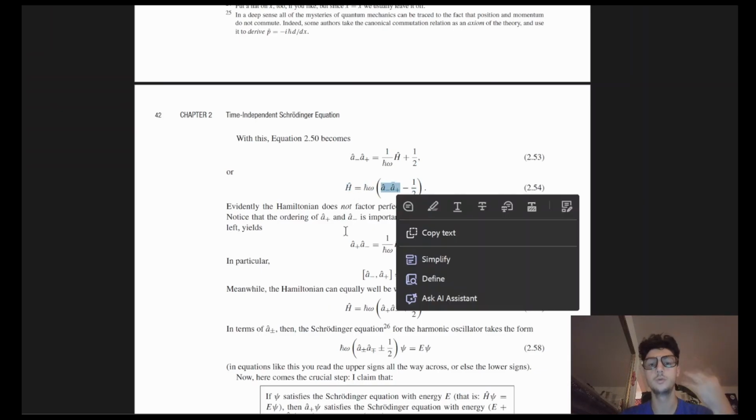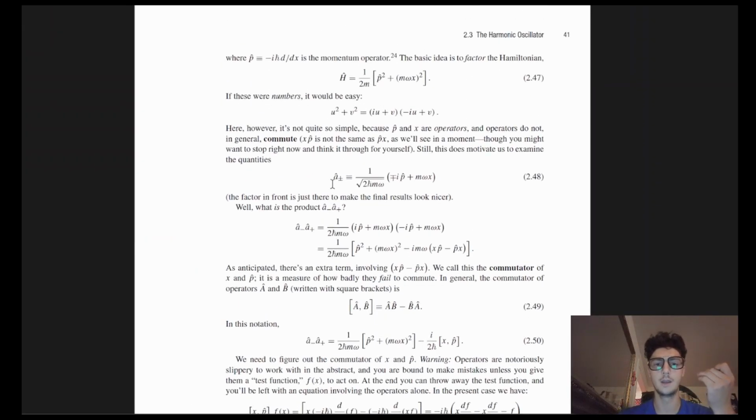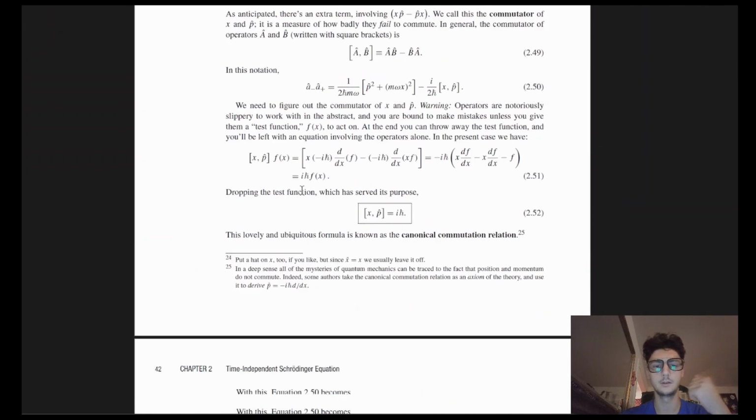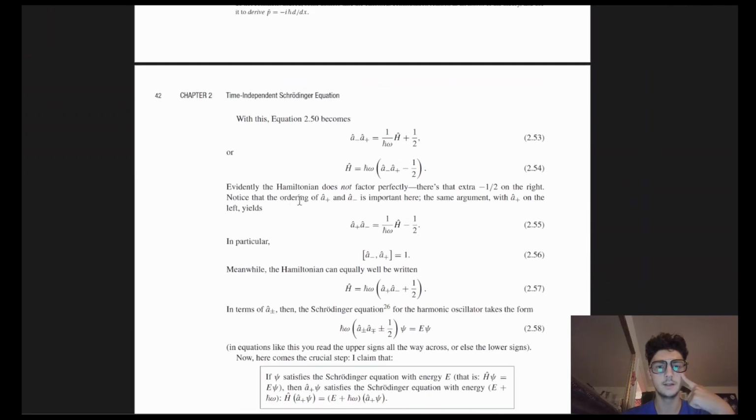These raising and lowering operators we kind of created on our own. They're introduced here. The way we did it was by factoring this equation. Okay, nice. Evidently, the Hamiltonian does not factor perfectly. There's an extra 1/2. So we couldn't factor it perfectly. There's an extra 1/2 here on the right.